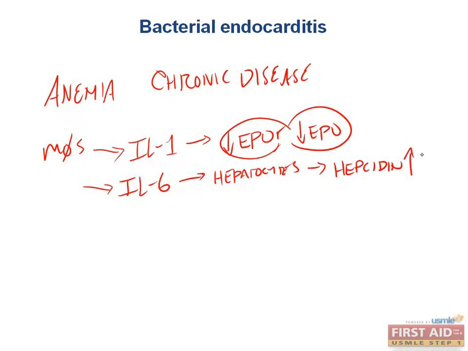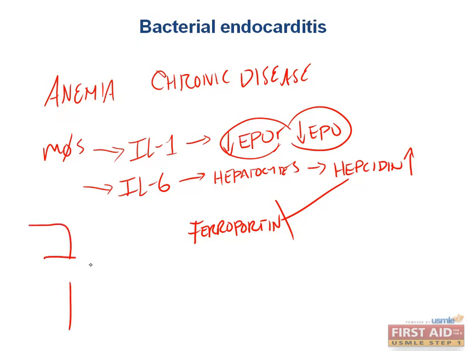If you have high levels of hepcidin, you have high levels of hepcidin activity. What does that even mean? What does hepcidin do? Hepcidin inhibits the production and functionality of ferroportin. So what am I doing if I'm inhibiting ferroportin? So ferroportin is a transmembrane protein that helps transfer iron out of a cell.